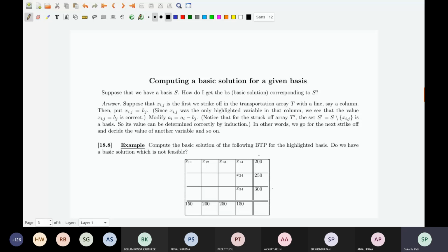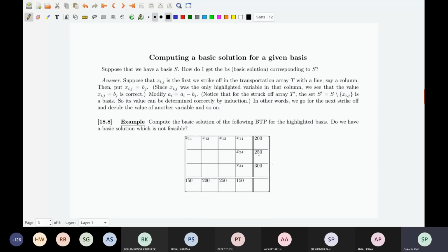So suppose that we have been given a basis. Look at the examples. The description given above is basically that. Now, because it is a basis, in the strike-off process, there will be a line of the transportation array that contains a single highlighted variable.